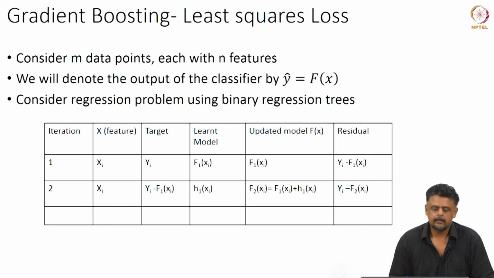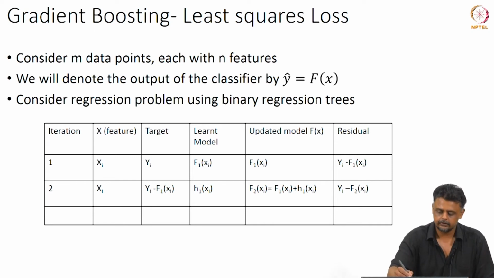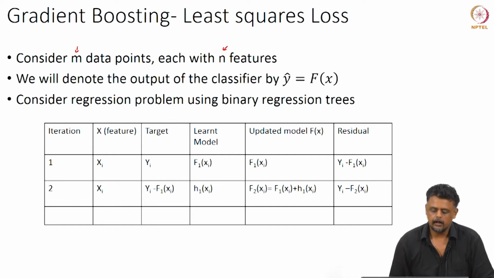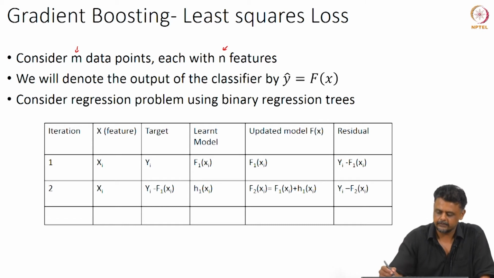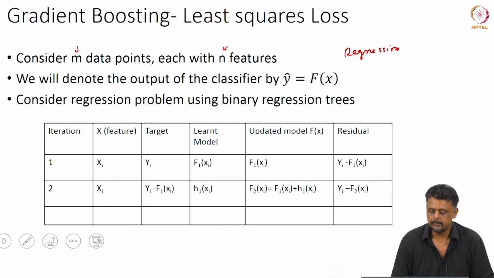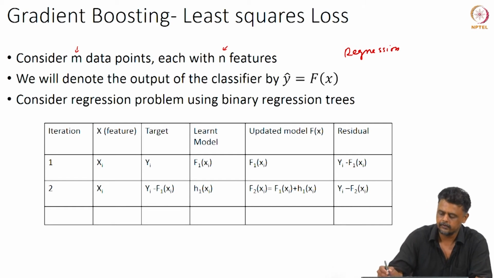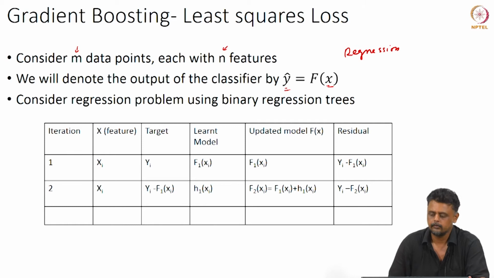So, we will consider m training data points, each with n features. We will denote the output of the classifier, but we are going to consider only a regression problem. So, we will consider a binary regression tree. The output of that regression tree is y hat corresponding to an input x. I have not indicated the subscripts here for every data point.